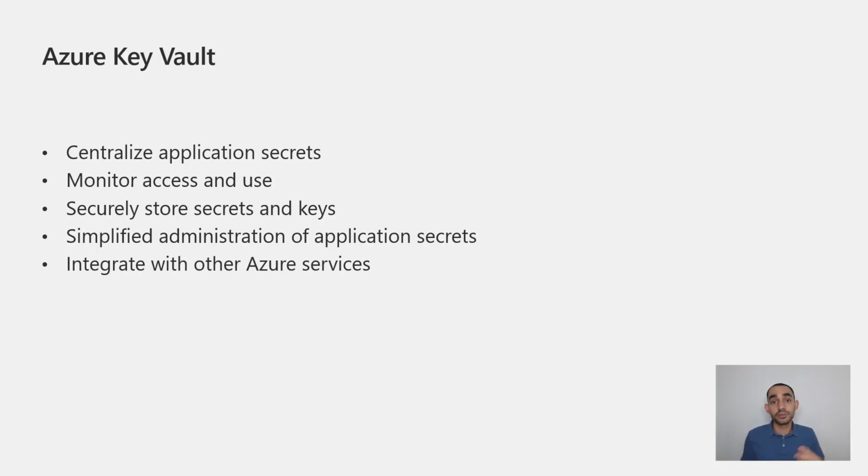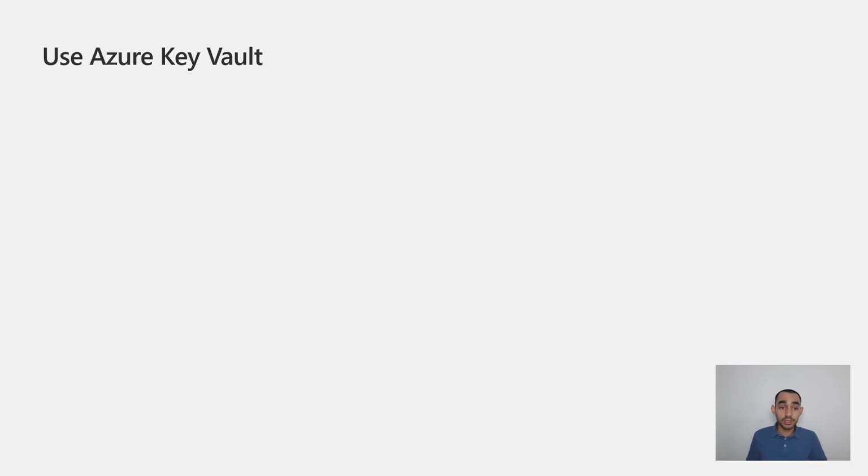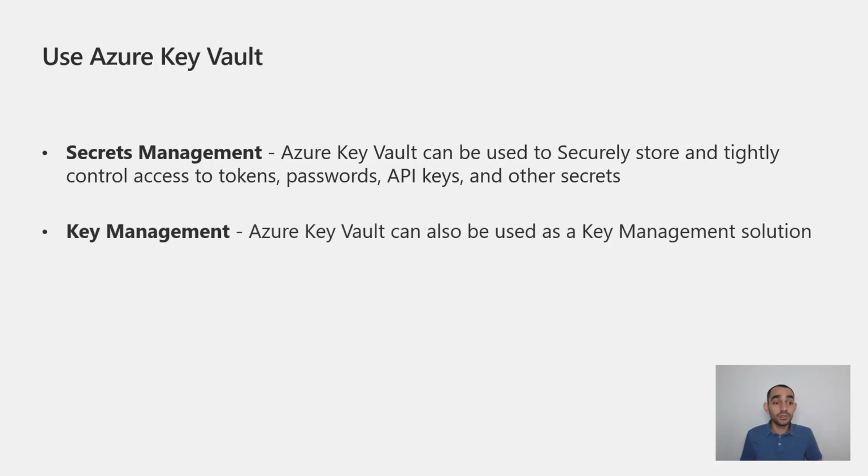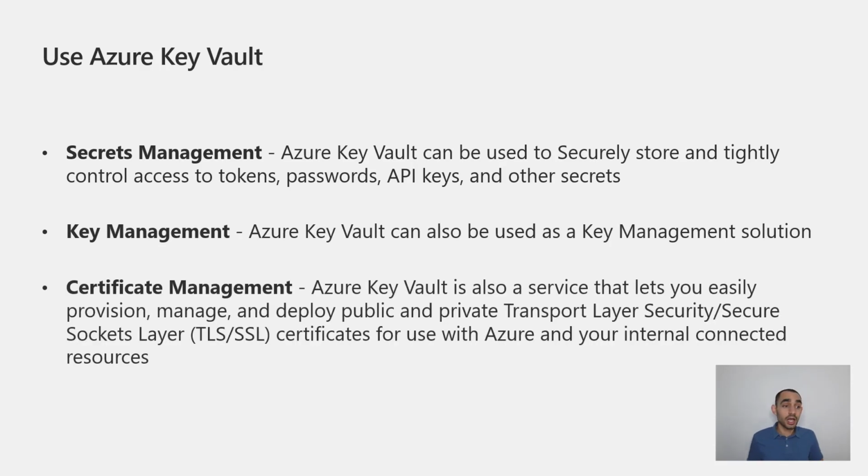For example, if an app service wants to retrieve keys from Azure Key Vault, it can be integrated directly with it. And we use Azure Key Vault in order to securely store and tightly control access to tokens, passwords, API keys, and other secrets. It can also be used as a key management solution, and we can even use it to easily provision, manage, and deploy public and private TLS/SSL certificates for use with Azure and internal connected resources.